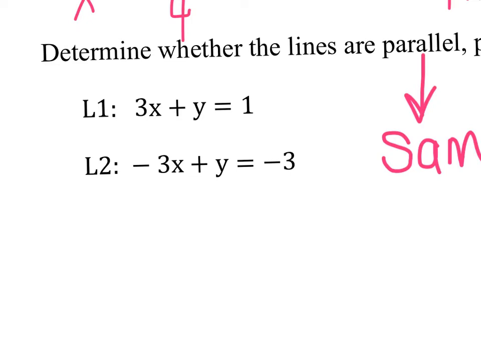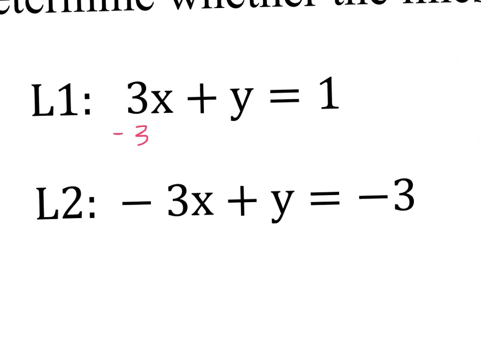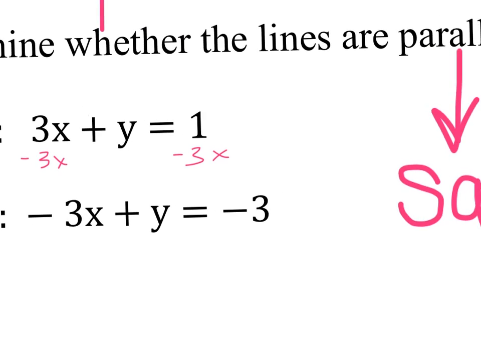Don't just make little mistakes like that, guys. Follow your directions. Follow your steps that you do every time. Get each line into y equals mx plus b. So this first one, I'm going to subtract 3x from both sides, right? You guys agree? So this line becomes y equals -3x plus 1.